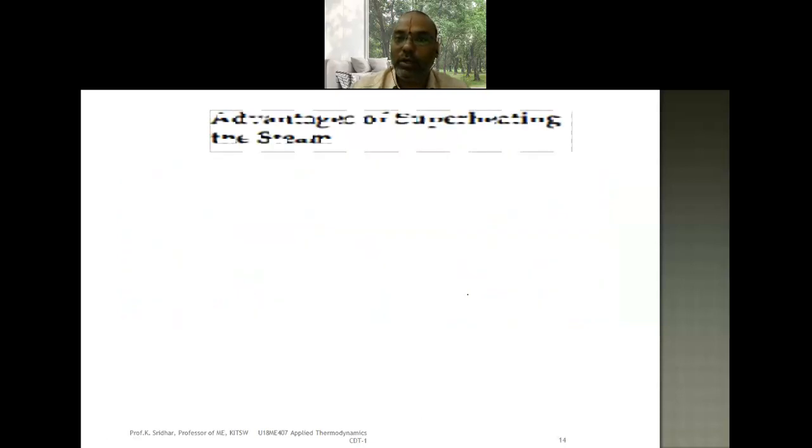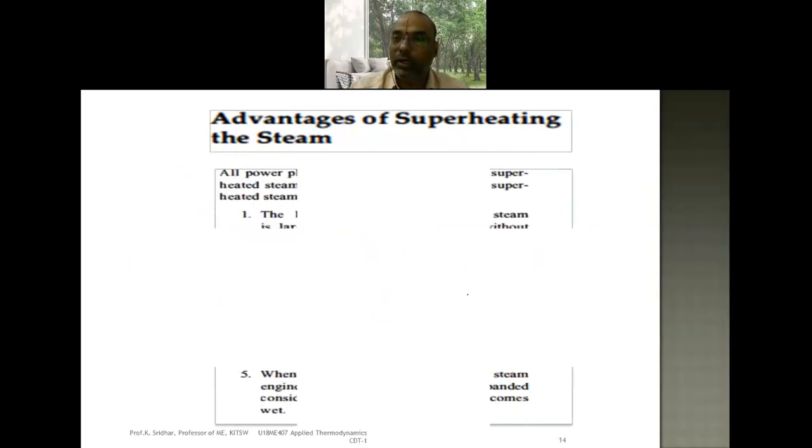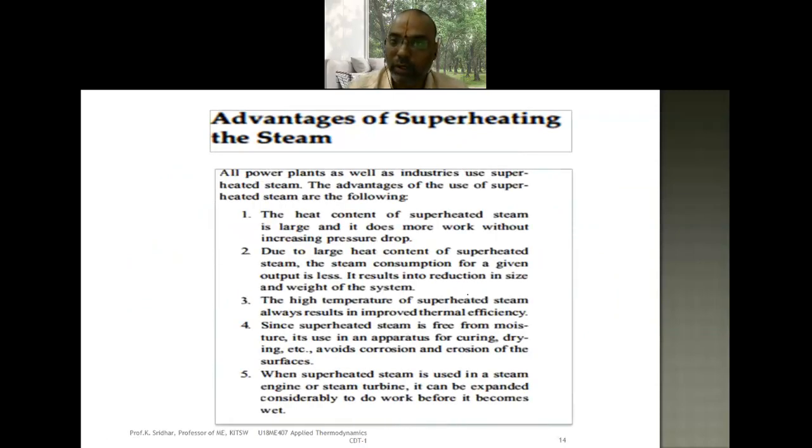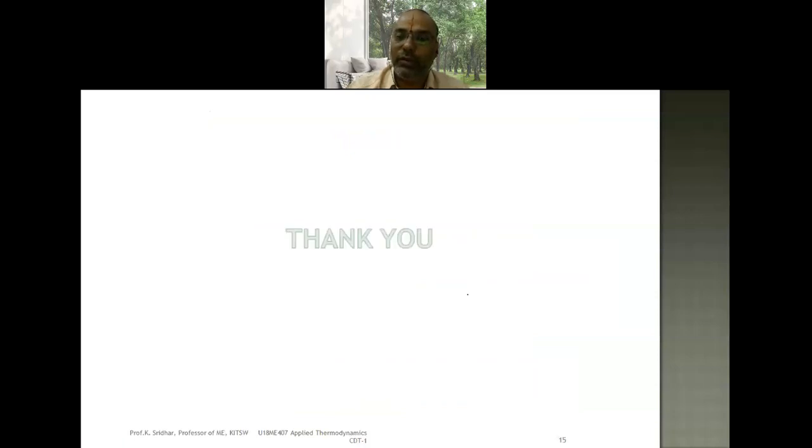Like that, you should be in a position to answer some of the important questions given on this important topic. And what are the advantages of superheating steam? Please go through the 5 important points of the advantages. It is a very, very important class. That is, what are the various types of steam, that is, wet steam, dry steam, superheated steam, and how can we find out the properties, importantly specific volume, specific enthalpy and specific entropy for the wet steam, dry steam and superheated steam. These are the concepts we covered in this important first class of CDT1.